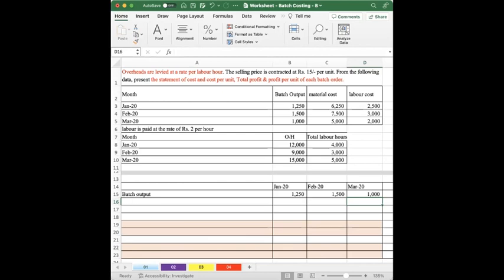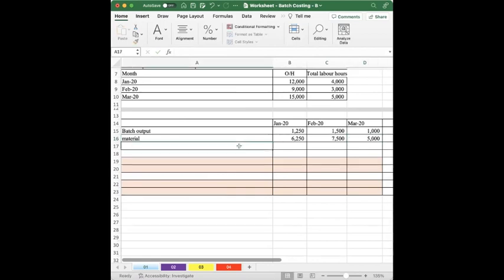So now let's input data: material, labor, and overhead costs. Then that will be helpful in the calculation of total costs. Okay. Material, in January 1,250. Then in February, 7,500. March, 5,000, right? So these details are given.